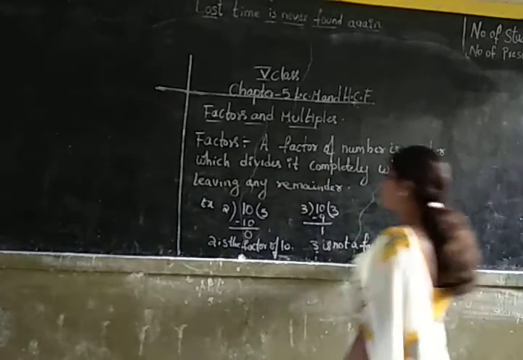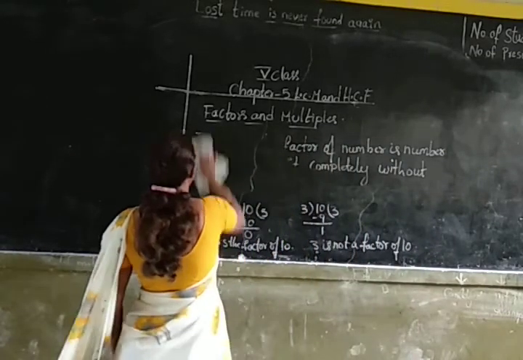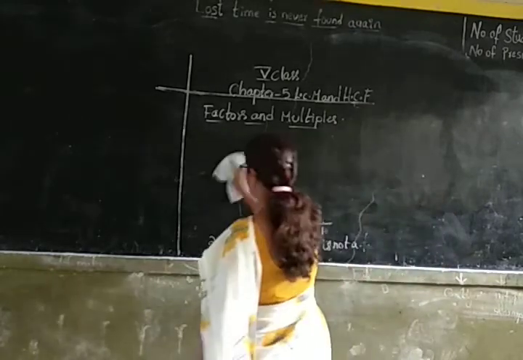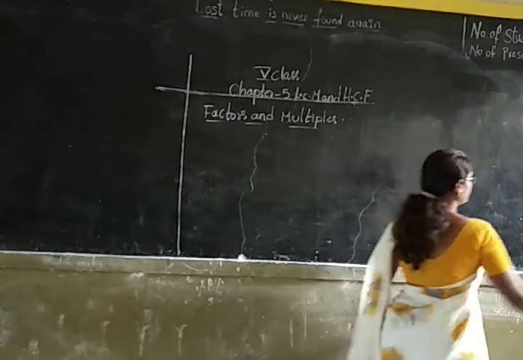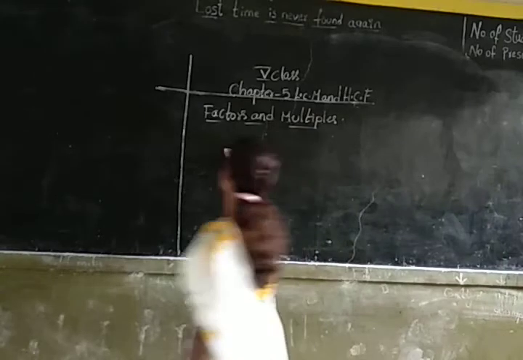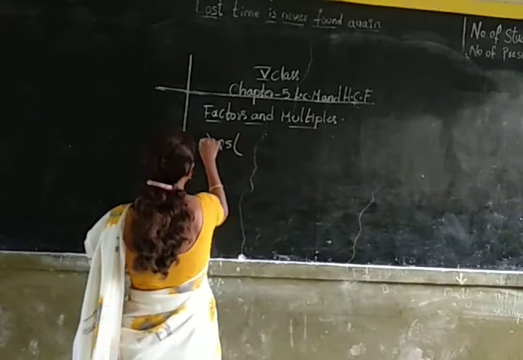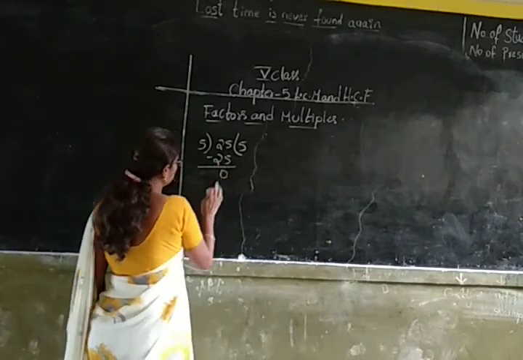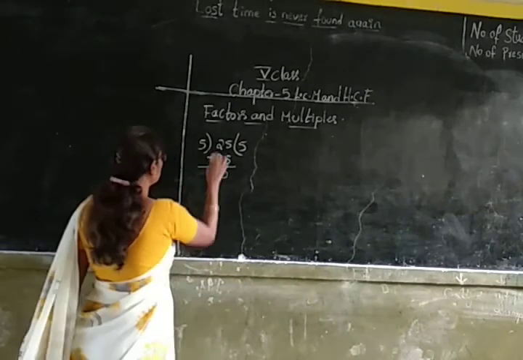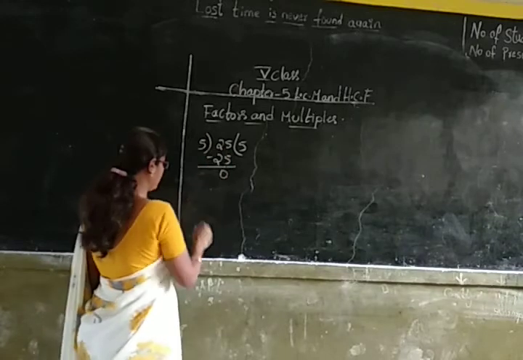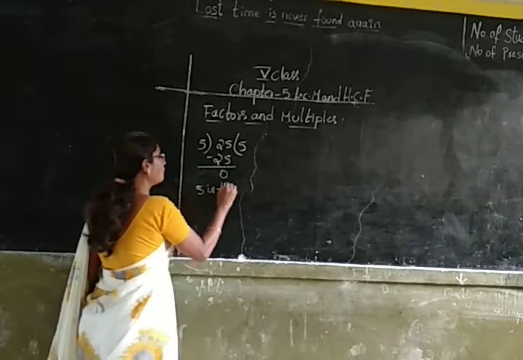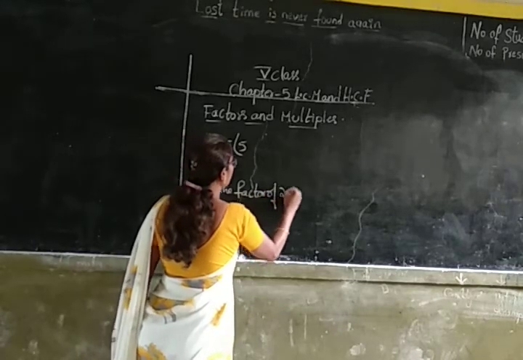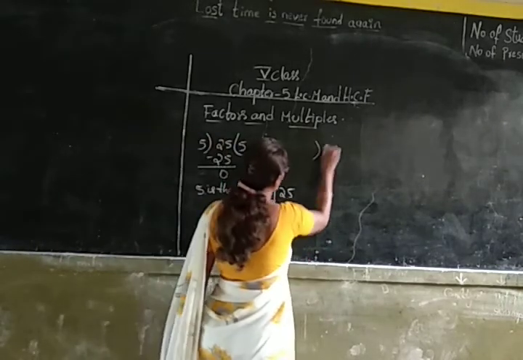Okay, children, let us take one more example. Let us divide 25 with 5. Here 5 5s are 25 and the remainder is 0. Here we got the remainder as 0. So 5 has completely divided 25. So 5 is the factor of 25.